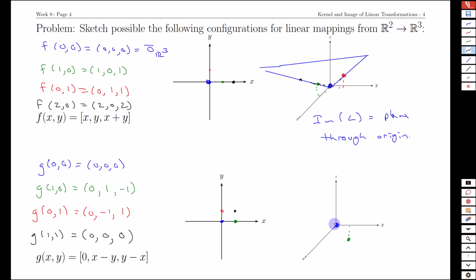Well, that's interesting here. That actually maps to the origin as well over here. And I realized I forgot to draw this point here, (0,-1,1). That's up here. Well, that's interesting.